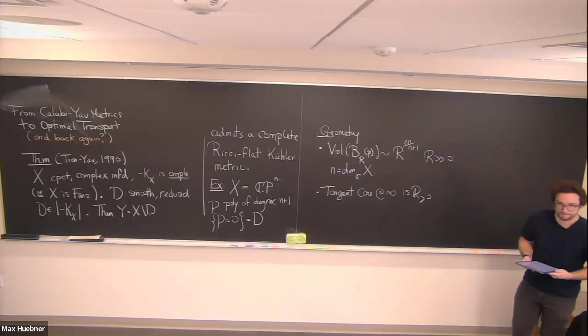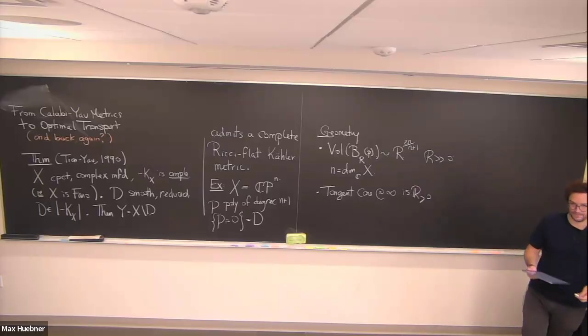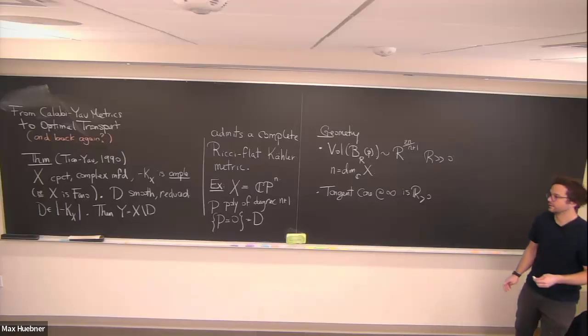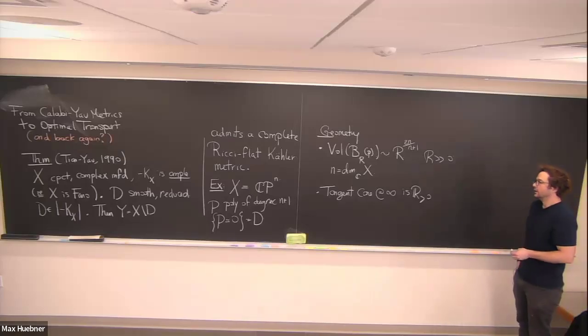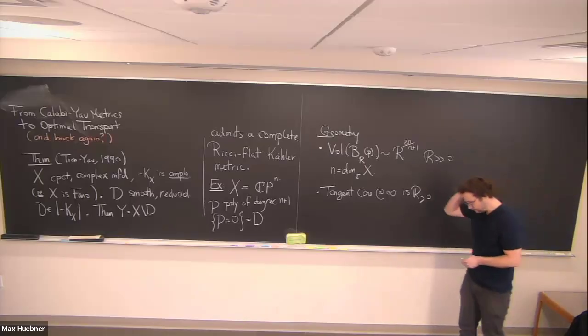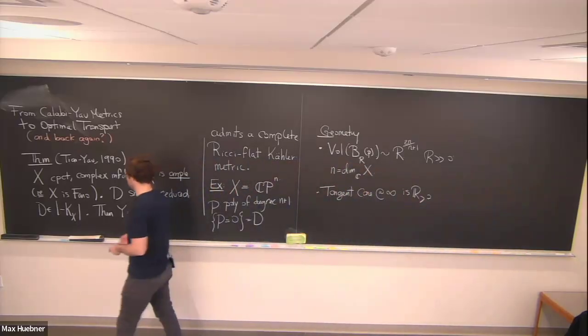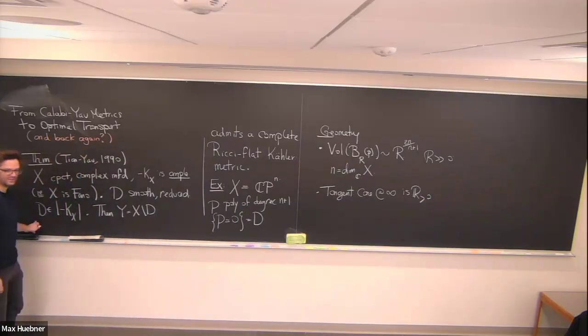Question: Do you know anything about the isometries? Does this metric have isometries that might be inherited from isometries of X? There's not going to be any continuous isometries of X that preserve D, because D is smooth.